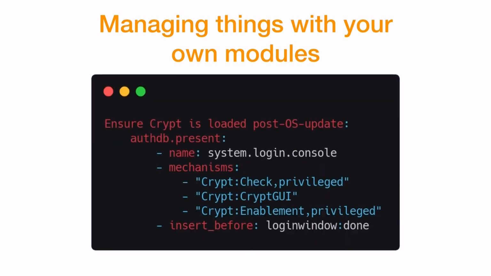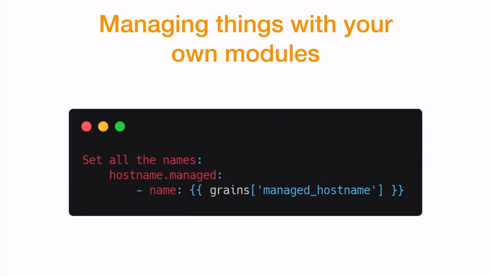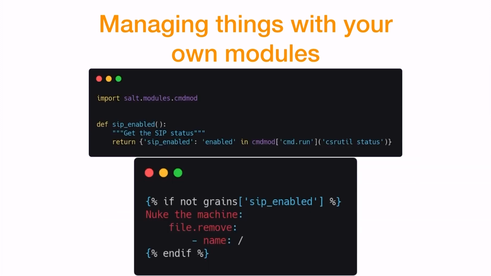Yes, crypt. When you update the OS, sometimes the information in the authDB gets dumped out, and crypt isn't in that list anymore. So we can use configuration management to make sure that it survives that OS update and puts that stuff back in. We can manage the host name if you're into that sort of thing. And not just the computer name, but the local host name and host name. We can make sure SIP's enabled.